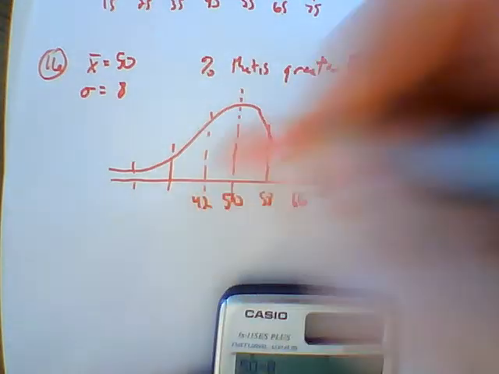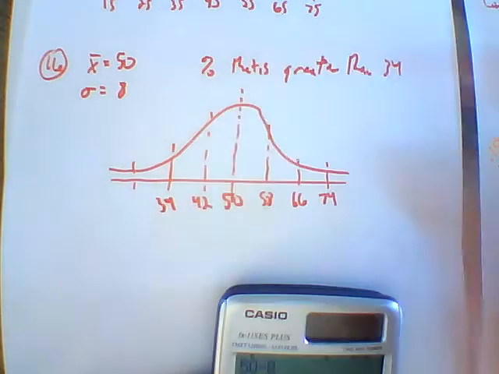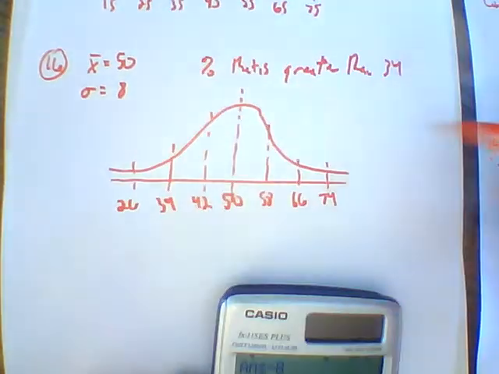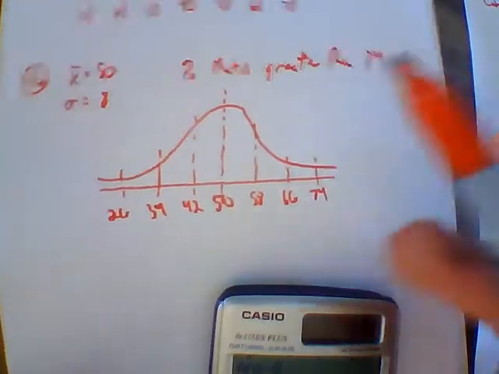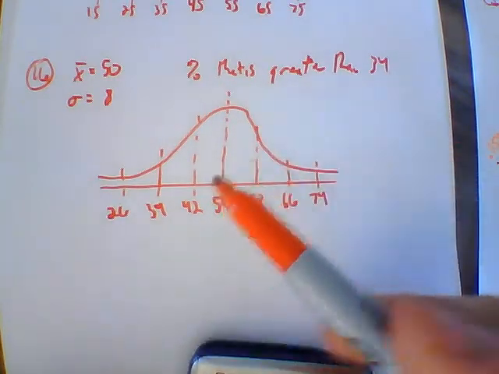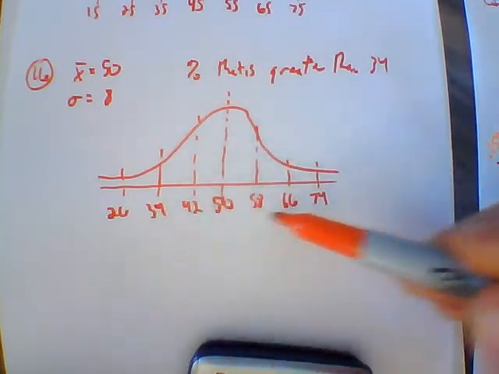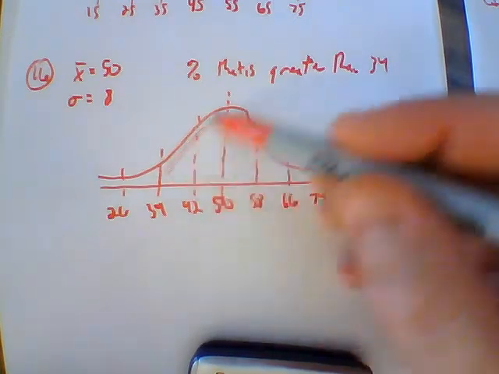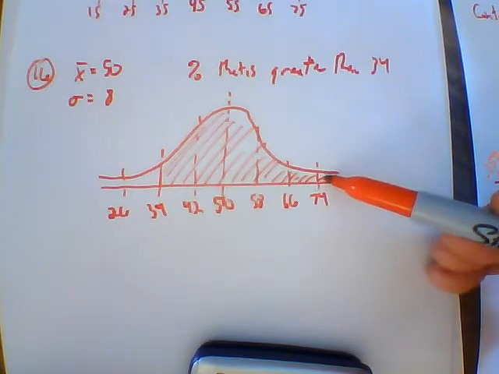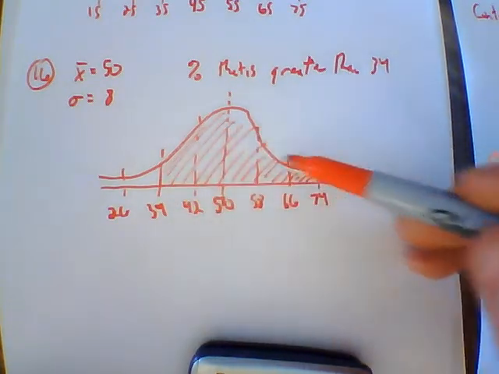So we have 42, 34, and then 26. Okay, so it's telling us we want to find the percent that is greater than 34. So here's 34. We want to be greater than that. So I'm just going to kind of go like this. We want to have all of this part of our normal curve. Okay, so we want this, this, this.